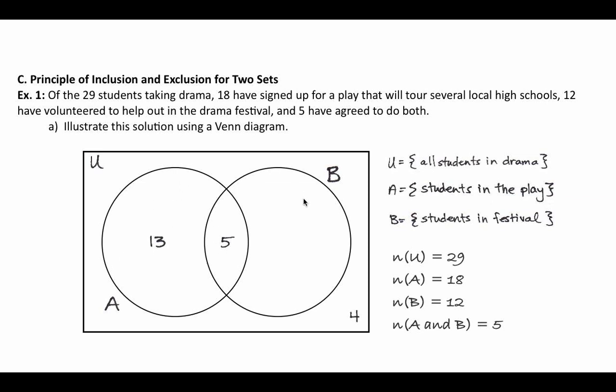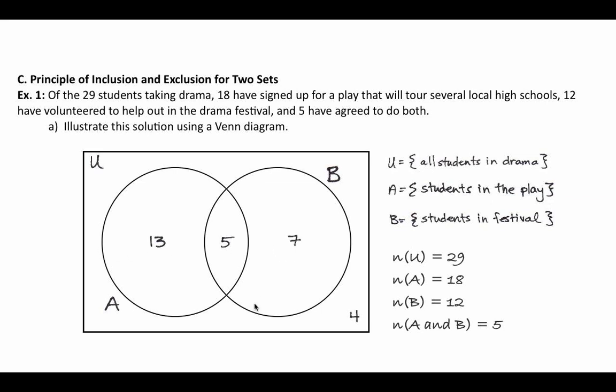On the other side, let's look at students that are helping out with the festival. The total number of students that are helping out with the festival is 12. And again, going back to this hula hoop analogy, we've already got 5 of those 12 students standing in the right hula hoop. So that means that out here, the students that are in the class and helping out with the festival, but aren't helping out with the play, is 7.